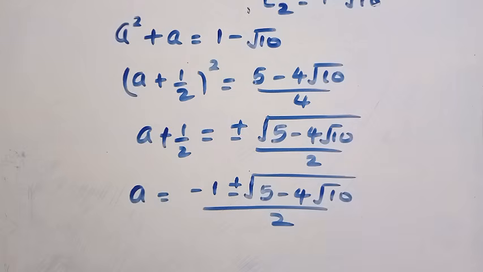But this is complex, because 4 multiplied by root 10 gives us around 9, so 5 minus 9 is negative. We have a negative inside this root, which shows that this is complex. We have gotten the four solutions.